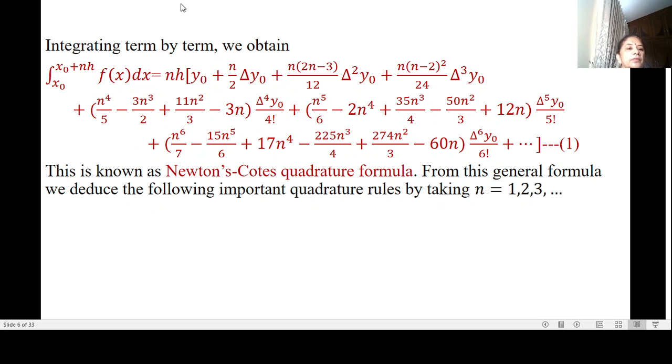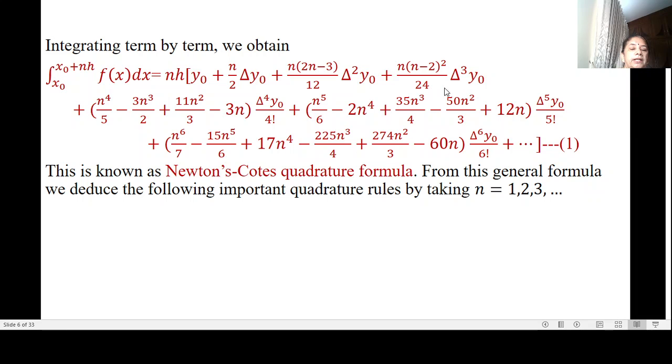So integrating term by term, we obtain I is equal to the integral from x0 to x0 plus nh of f of x dx is equal to n into y0 plus n squared by 2 into delta y0 and so on. Since n is there in every term, take n outside. So the formula is equal to n into h into y0 plus n by 2 into delta y0 plus n into 2n minus 3 divided by 12 into delta squared y0 plus n into n minus 2 whole square divided by 24 into delta cube y0 plus so on. Okay, so this formula is known as Newton Cotes quadrature formula.